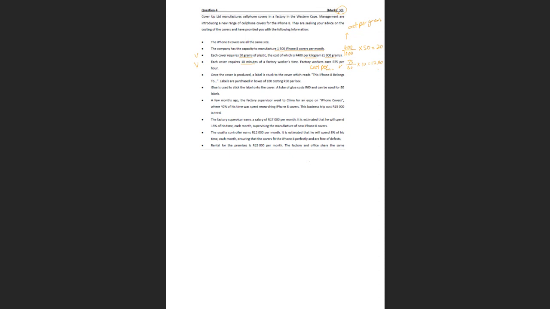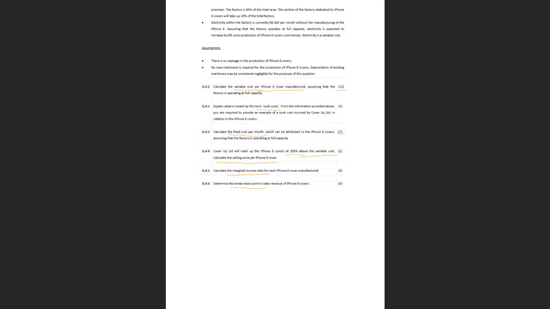Okay, then the next item says once a cover is produced, a label is stuck to the cover which reads, "This iPhone 8 belongs to..." Labels are purchased in boxes of 100 that cost 50 rand per box. Now, all you need to know is what is the cost of one label. So that is going to be 50 rand in total divided by 100 labels. This is because we are working out the cost of one unit. Remember, this is what the actual question had said.